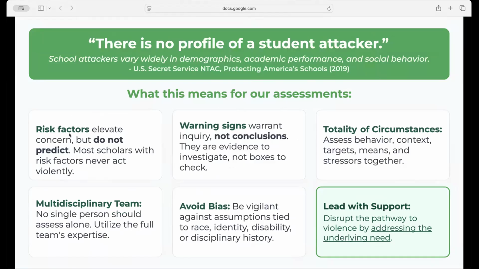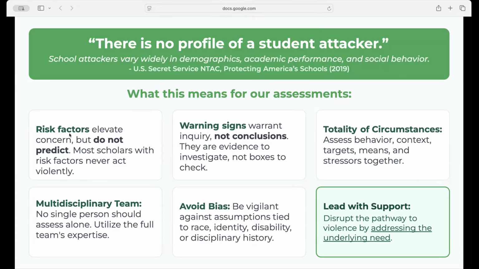I want to highlight that the U.S. Secret Service report regarding protecting America's schools, from 2019, says that there's no profile of a student attacker. Attackers vary widely in demographics, academic performance, and social behavior. So there's not a foolproof checklist that identifies a future attacker. What that means for our assessments is that factors elevate concern, but they don't predict. Warning signs warrant inquiry, but they're not conclusions.